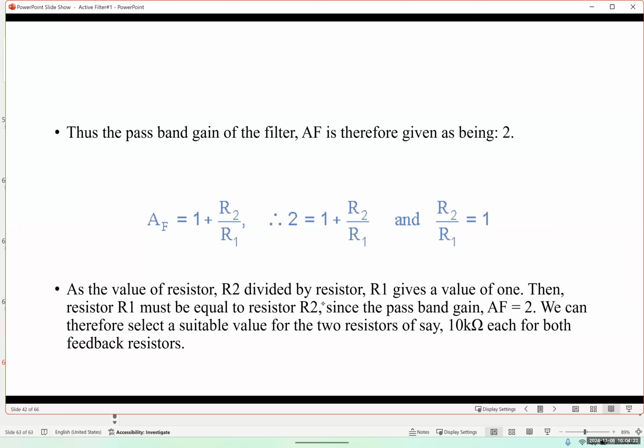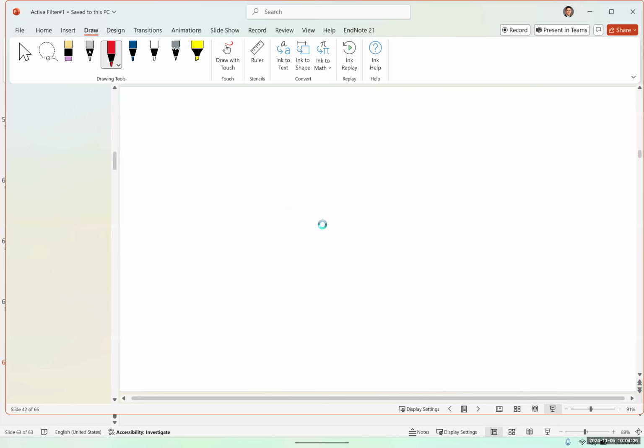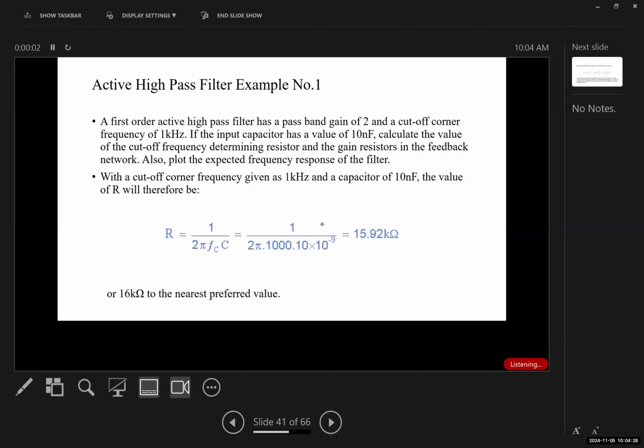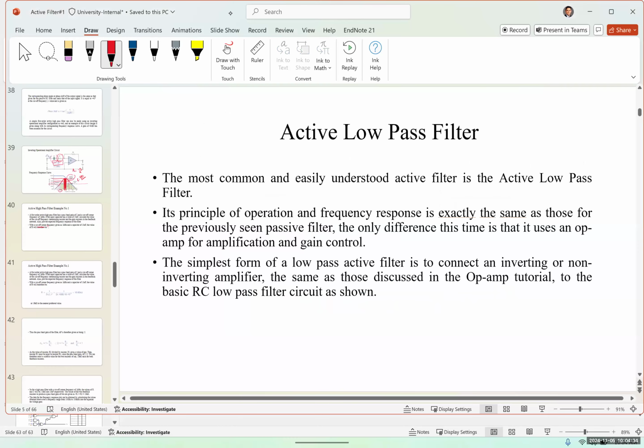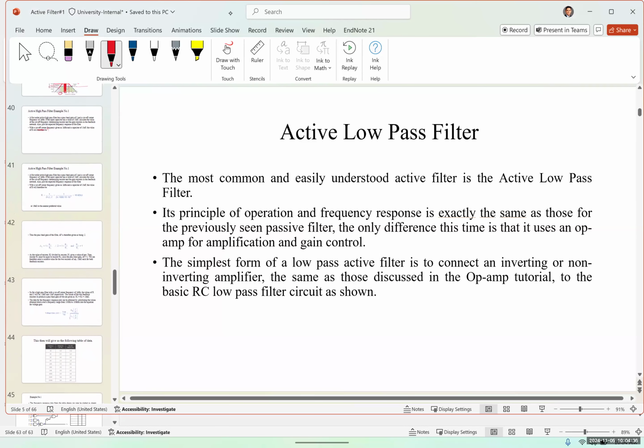So, get back to, just give me 1 second. My computer just.